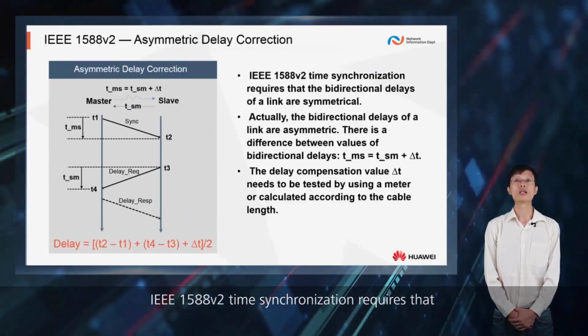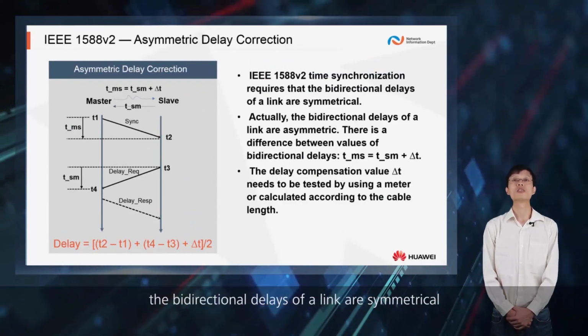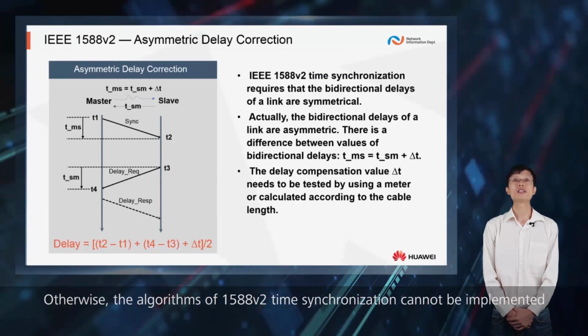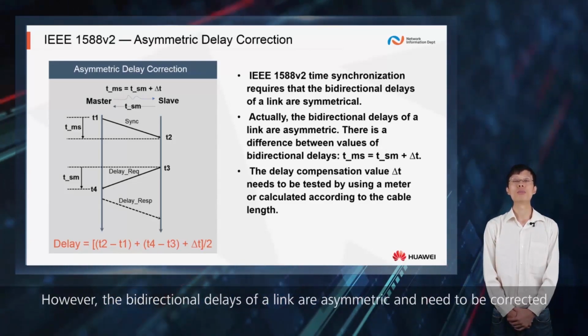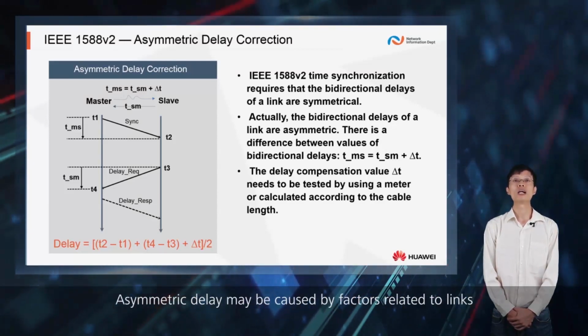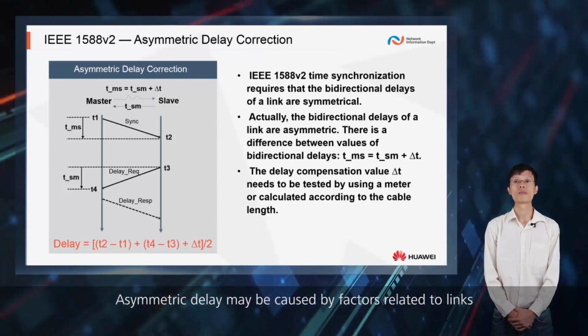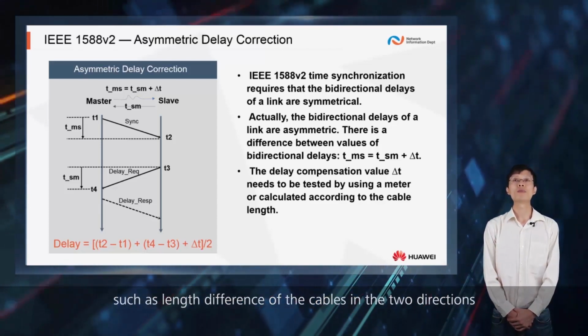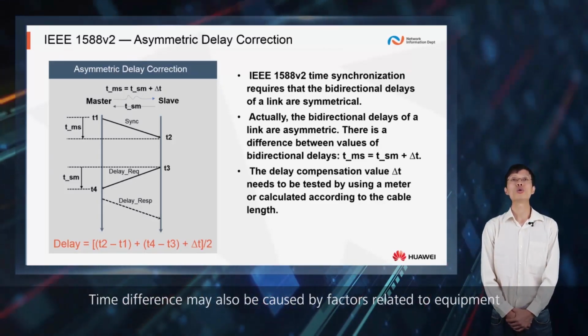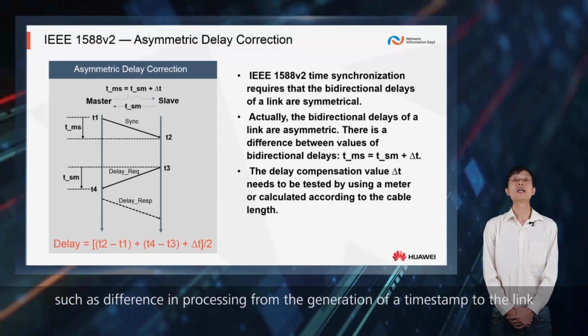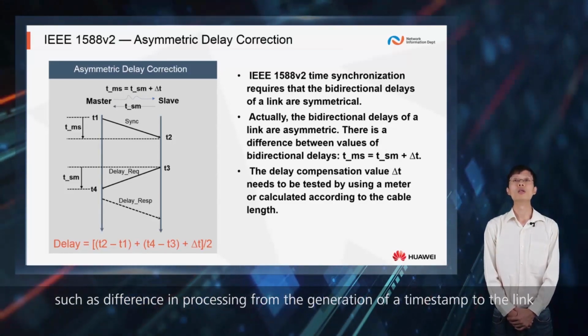IEEE 1588 version 2 time synchronization requires that the bidirectional delays of a link are symmetrical. Otherwise, the algorithms of IEEE 1588 version 2 time synchronization cannot be implemented. However, the bidirectional delays of a link may be asymmetric and need to be corrected. Asymmetric delay may be caused by factors related to links, such as length difference of the cables in the two directions. Time difference may also be caused by factors related to equipment, such as difference in processing from the generation of a timestamp to the link.